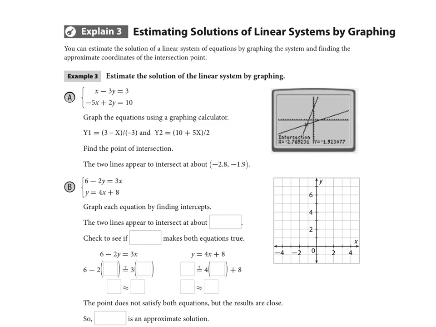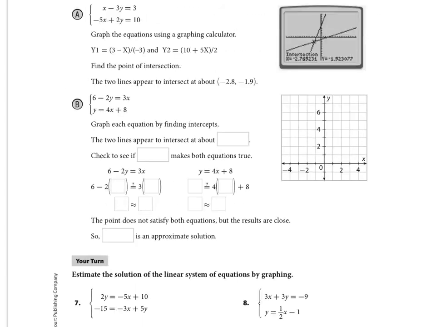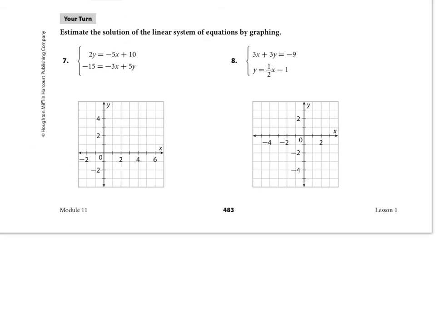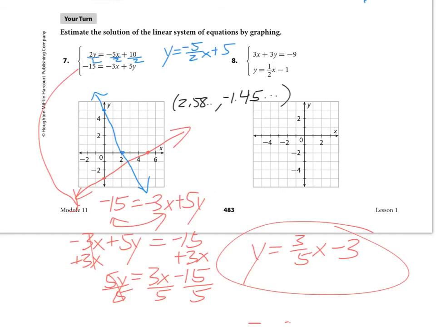So then, what happens if it's not an exact point? And this is why you want to use the calculator. Sometimes when you draw them, they don't intersect at an exact integer value. So the calculator is helpful because, like right here, it's going to give you decimal numbers. So again, they give you some examples here. So all I'm going to do here is we're going to do problem number 7. I'm going to give you a minute to put it in slope-intercept form, graph them on the calculator, find their intersection, and let's see if we get the same thing.